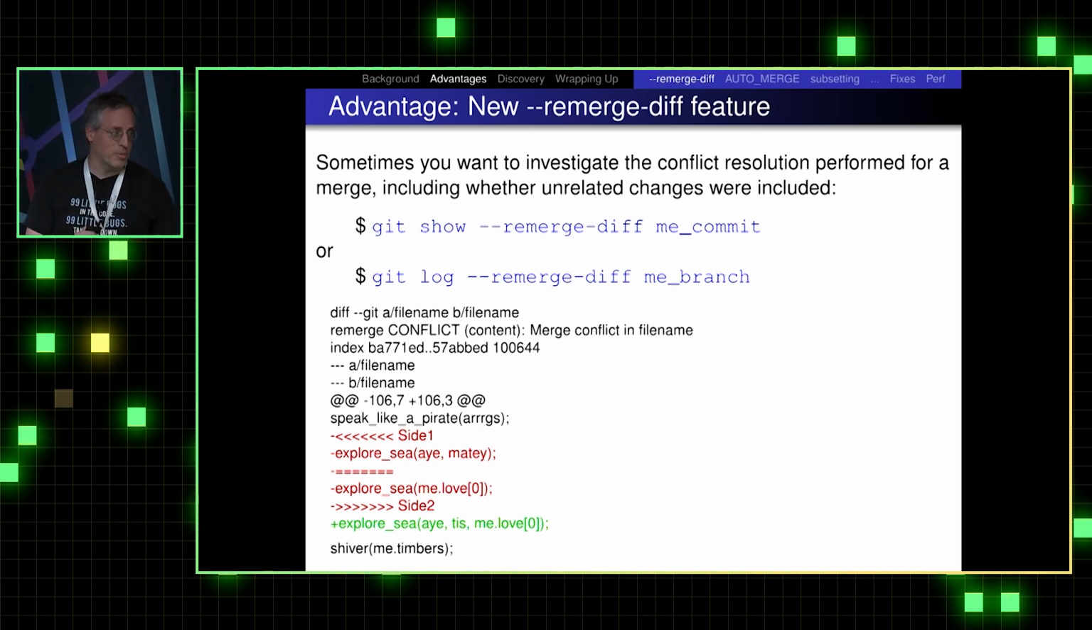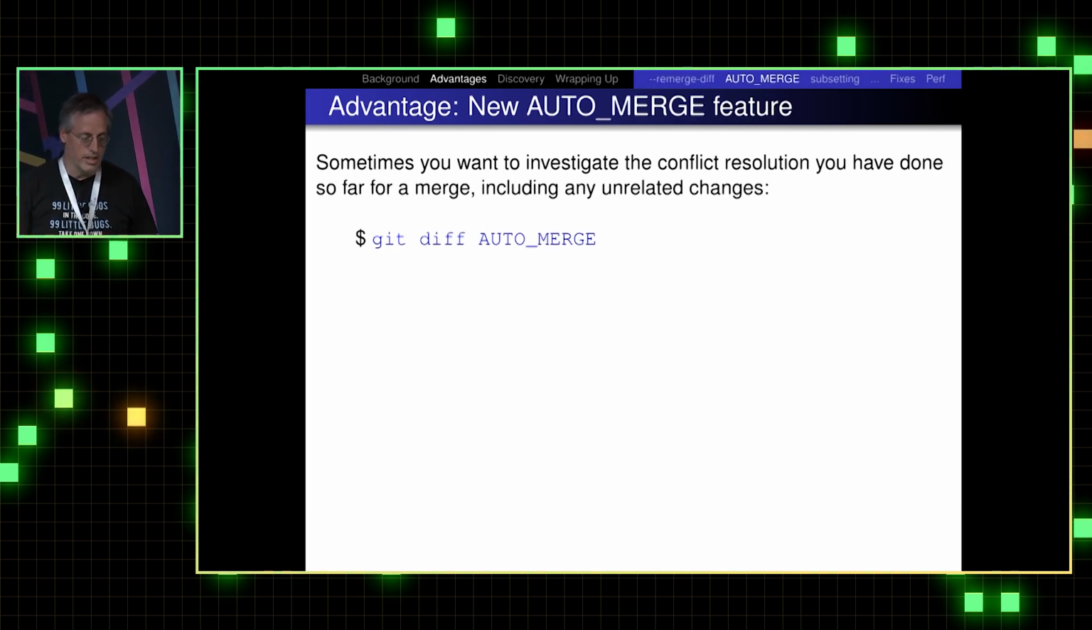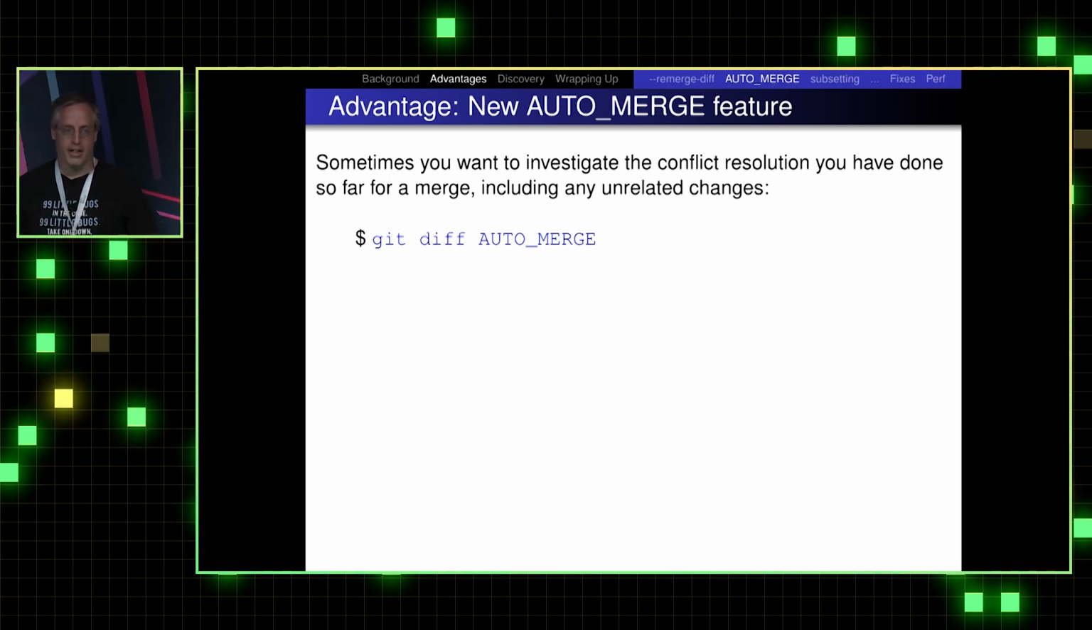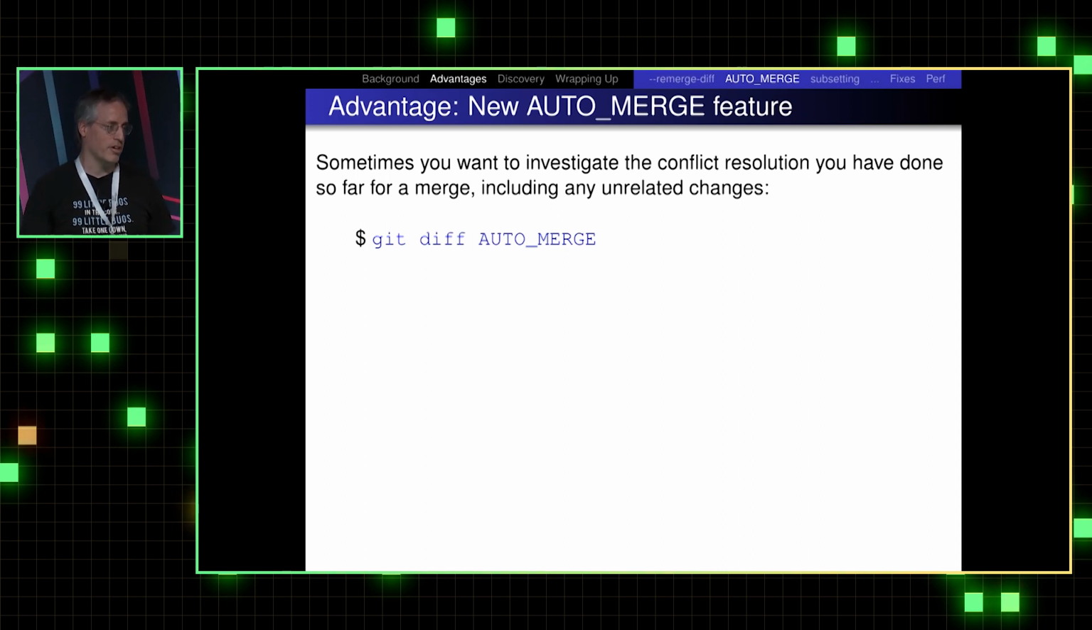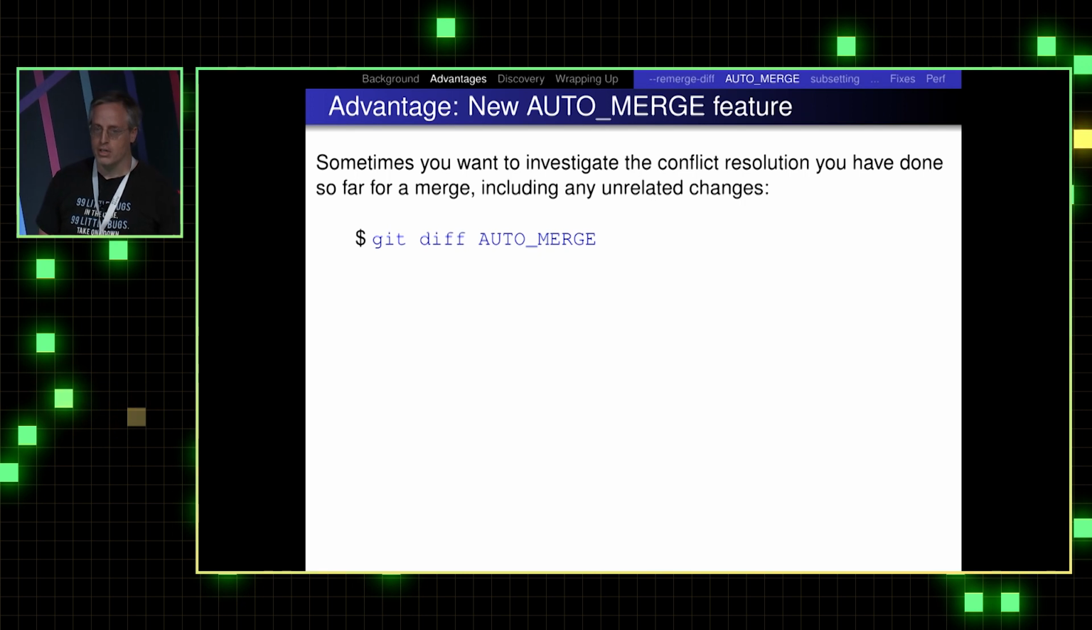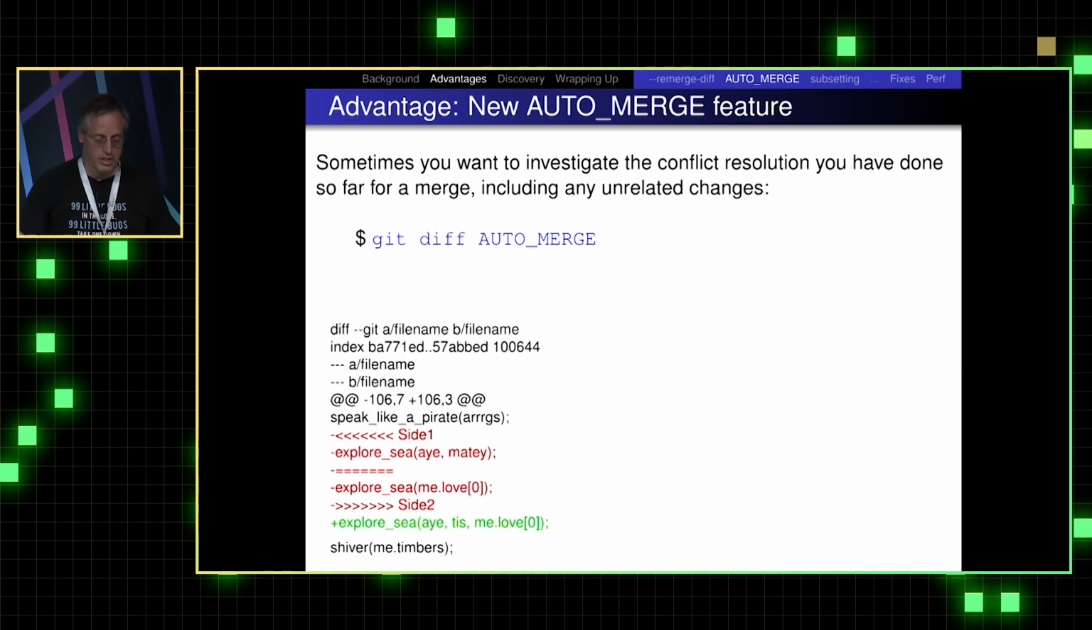Another feature that's very similar to this one uses a reference of sorts called auto merge. So if you're in the middle of resolving a conflict, either during a merge or a rebase, cherry pick, whatever, and you've resolved several of the conflicts, but you still have more other ones, and at some point you're like, you know what? I want to know what I've changed so far. What have I changed since the thing stopped and asked me to resolve conflicts? If you run git diff auto merge, you'll be able to see that information.